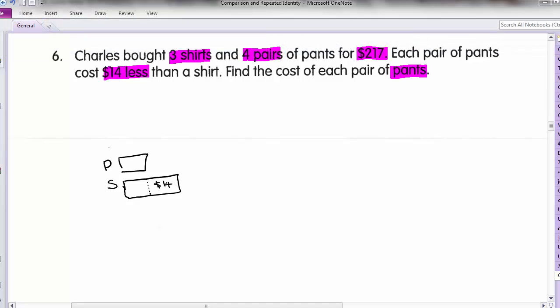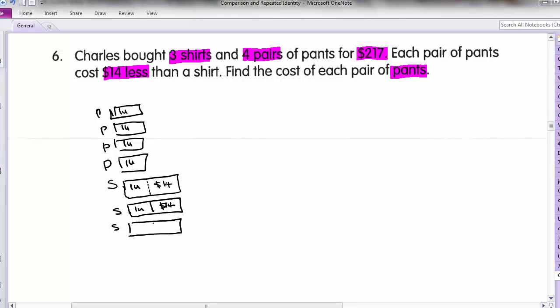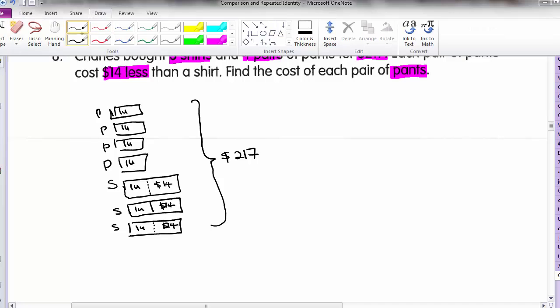So how many pants do I have? So I've got 4 pairs. So I have 1, 2, 3, 4. Okay, so each one unit. My shirt is also 1 unit, and then this 14. How many shirts do I have? I got 3 shirts. So 1, 2, and 3. Okay, so all in all, total I have 217.